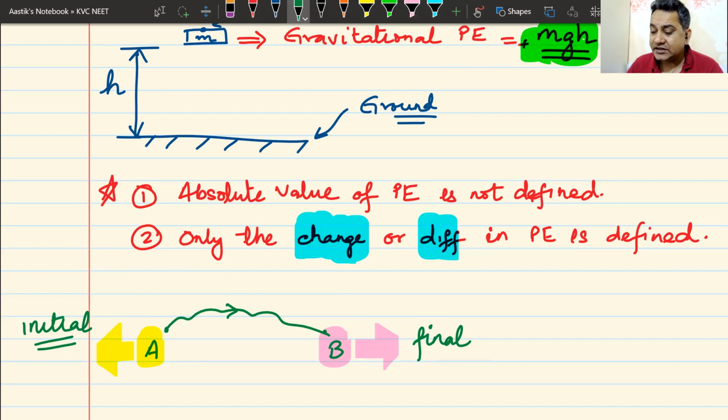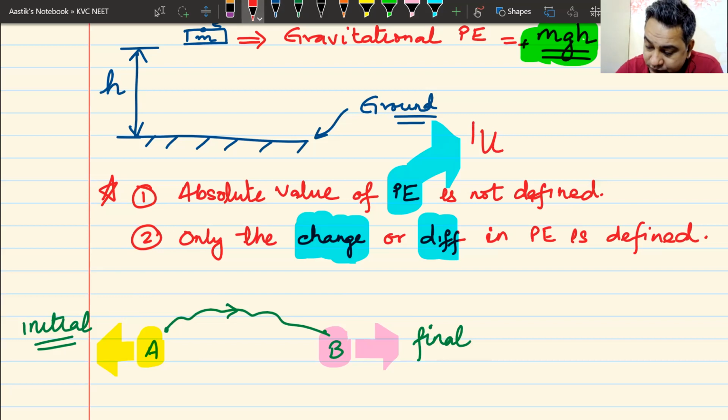Now, this potential energy is basically, if I write kinetic energy, you write it as KE or K. Potential energy is also written not as PE, but as U. U is used for energy. Potential energy is denoted by the letter U. Don't ask me why it's like that.